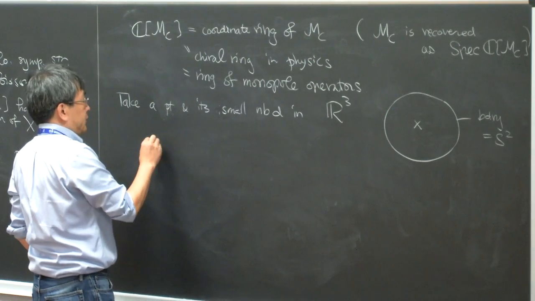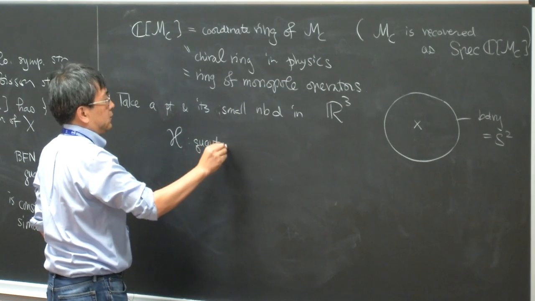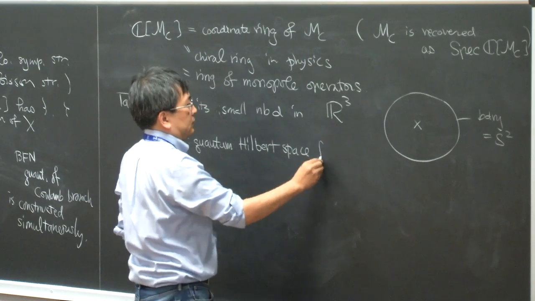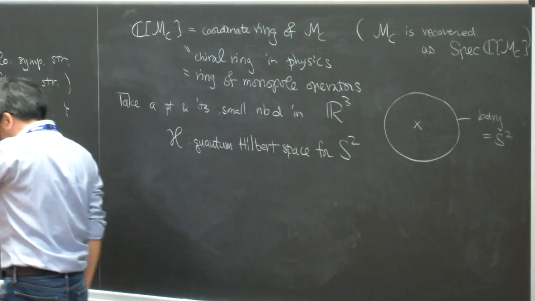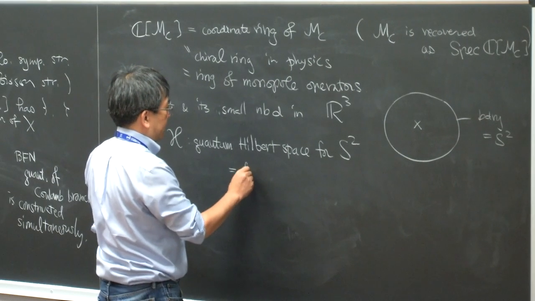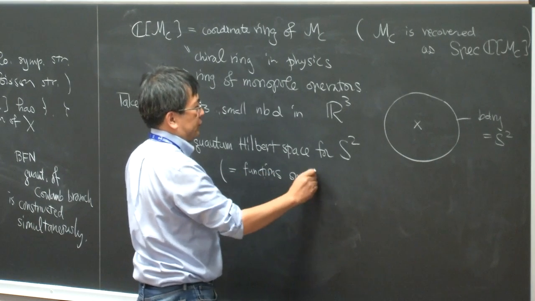So from this, a physicist assigns the quantum Hilbert space. I hope you are familiar with Atiyah-Segal's axiomatic approach to topological quantum field theory. So for three-manifolds, you assign numbers, and for two-manifolds, you assign the Hilbert space. So this is functions on the space of boundary conditions.